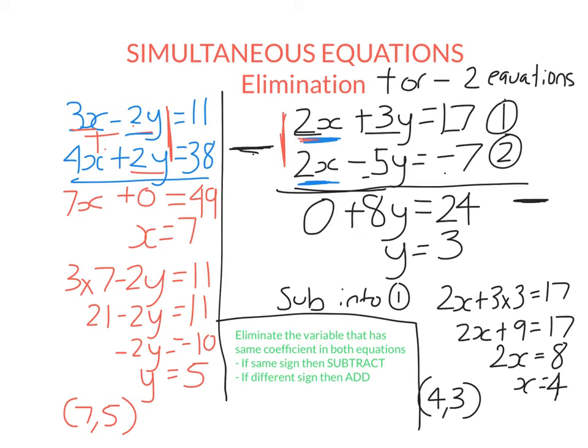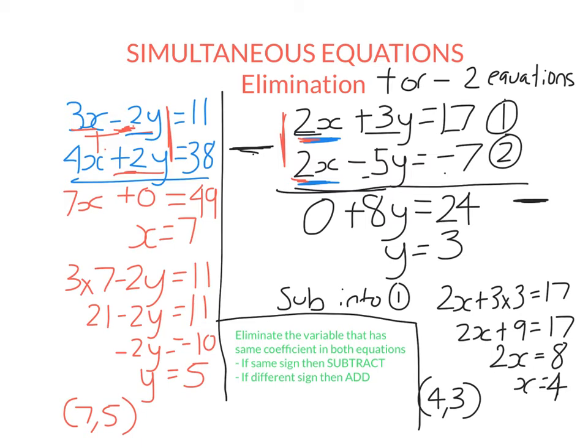So the 2's here were both positive. That's why we subtracted. Here in the second one, one was a -2, one was a +2. They had a different sign, and that is why we added the equations. So make sure you follow that.